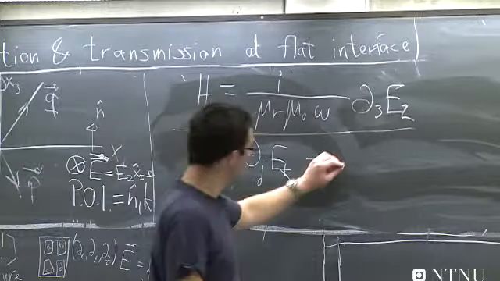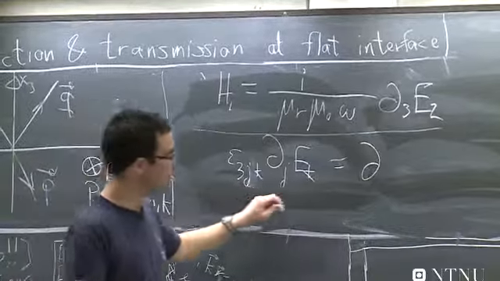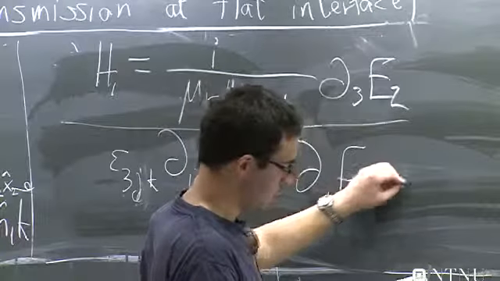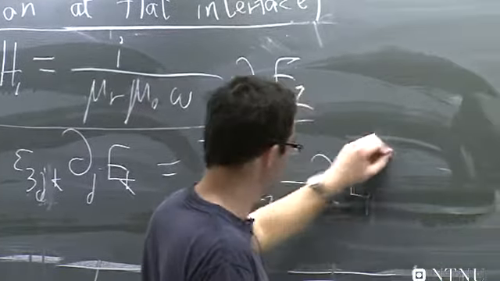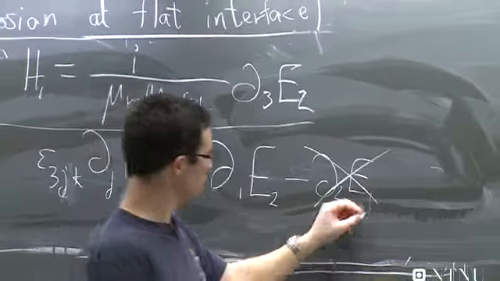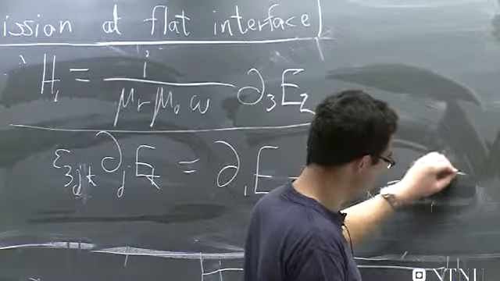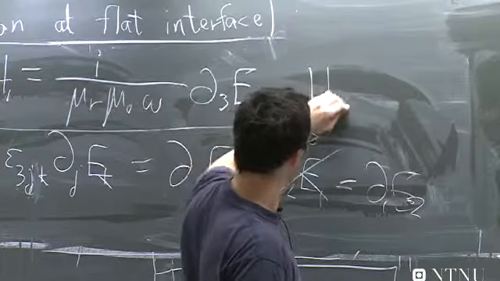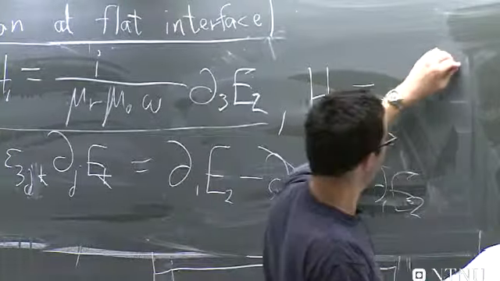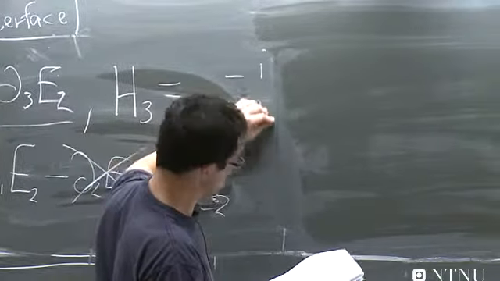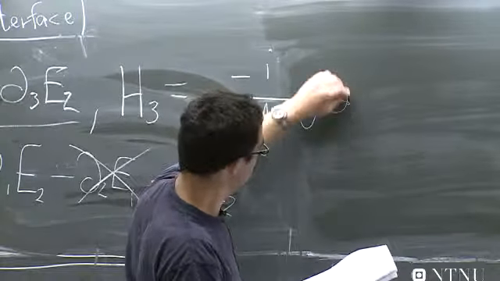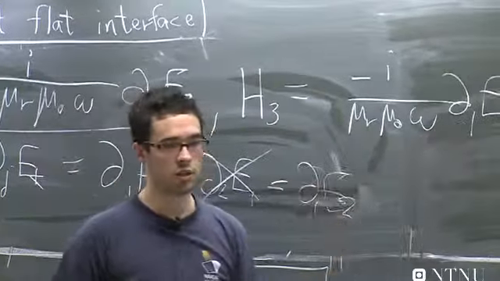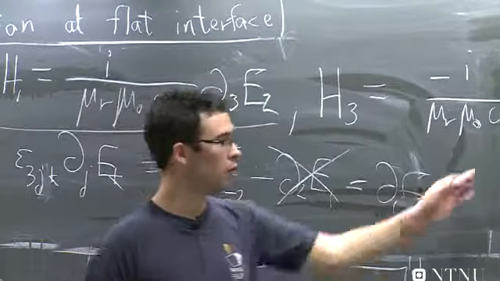That is, of course, d1. Let's see, 3, 1, 2. That's positive, so it's d1 E2 minus d2 E1. This is 0 because E1 is 0, giving us d1 E2. And we have that H3 is minus i over mu r mu naught omega d1 E2. So this gives us essentially some component of the k vector.